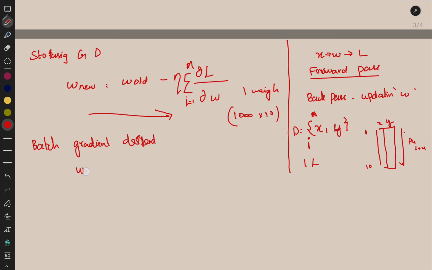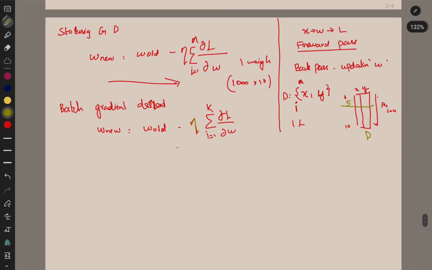Okay, where you have new weight, the old weight, and you have the loss function. Instead of going from 1 to n, let's say go from 1 to k. Here k can be like 5. Do this only for 5 steps, and then you update the gradients. You guys will generally have a doubt here.